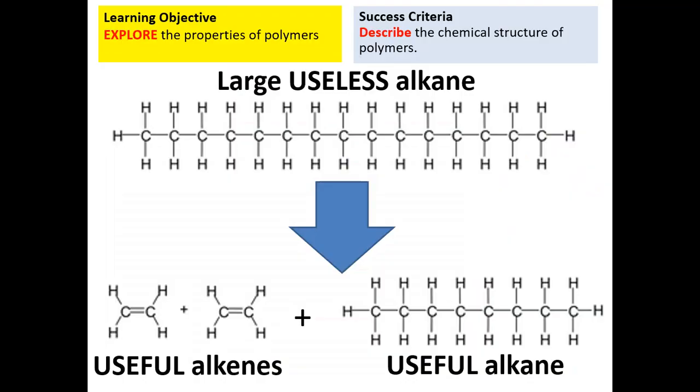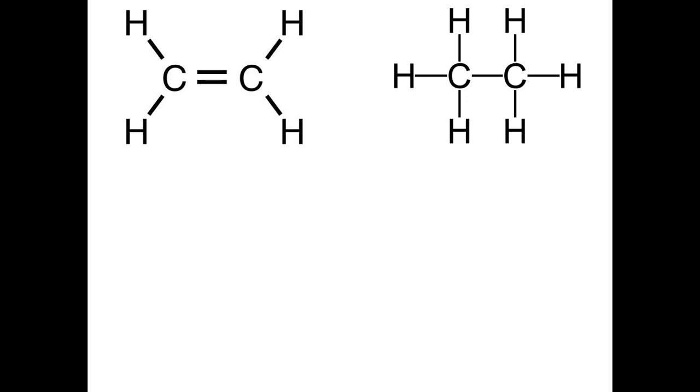So recapping then, alkanes, long chains. They're very useless to us. We can burn them, but remember, the longer the chain, the more difficult they are to ignite. They're very, very unreactive. They don't fire easily. So we go through this process that turns it into useful alkenes and more useful alkanes. Now, hopefully, you remember that this process is called cracking and takes place under high pressure, high temperature in the presence of a catalyst. And you get these two different products.